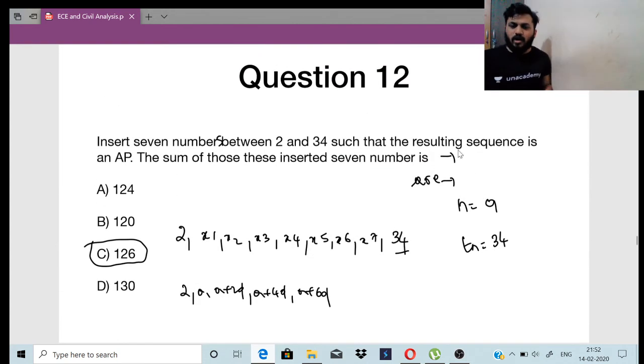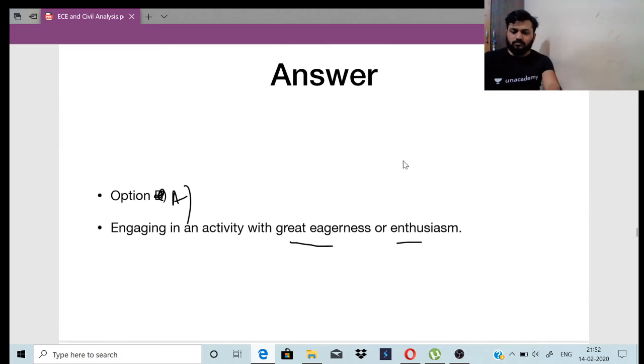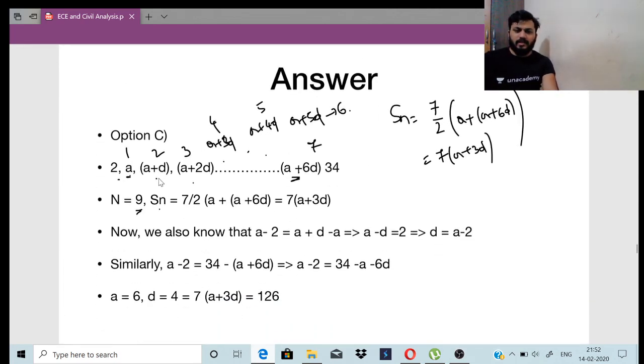Now go back. What they have told: the sum of these inserted 7 numbers, that is a minus 2, right? So come here, a plus d, a plus 2d. Take the first one, which is a minus 2, and again, which is a plus d minus a, right? a minus 2 is equal to a plus d minus a. So a will cancel. So it is a minus 2 is equal to d, or d is equal to a minus 2, right?